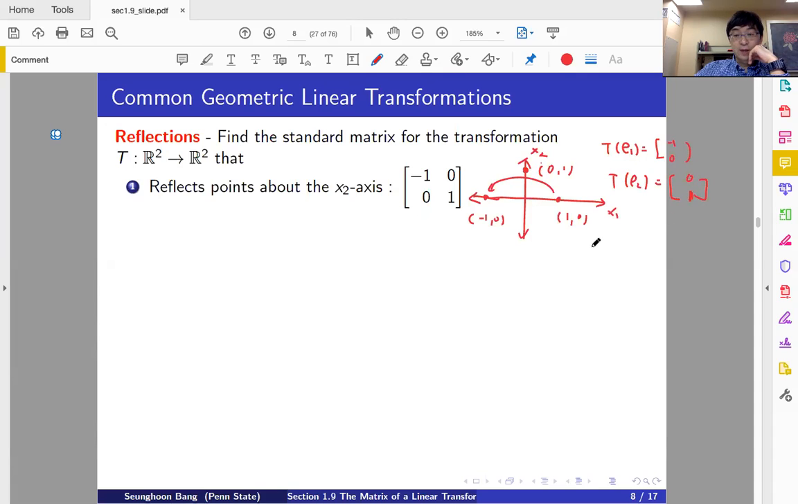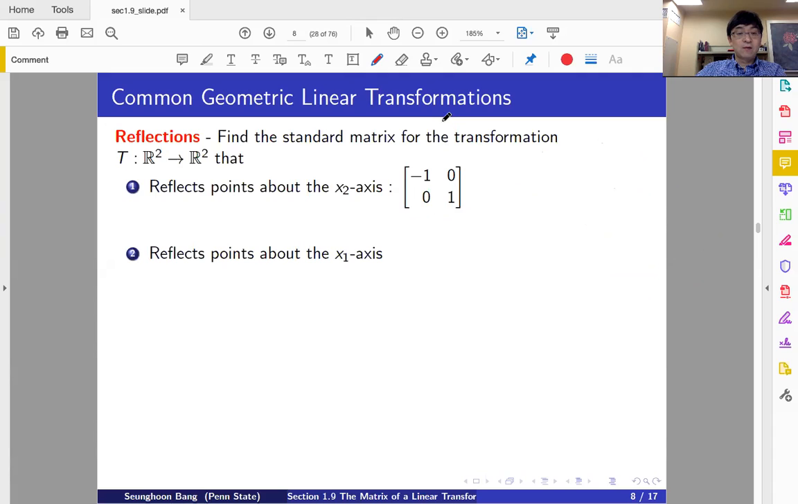So was it like matrix A? The matrix A is always T(E1), T(E2), like this. T(E1) is -1, 0. First column, -1, 0. Second column, 0, 1. So we have it exactly the same like this. This is the whole idea for finding the reflection. Next, reflect points about the x1 axis, we have this result. The region, similar. So we have the same.